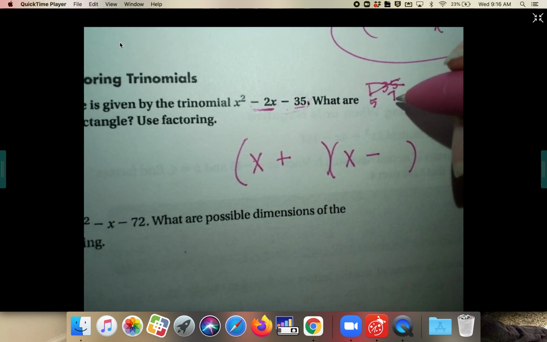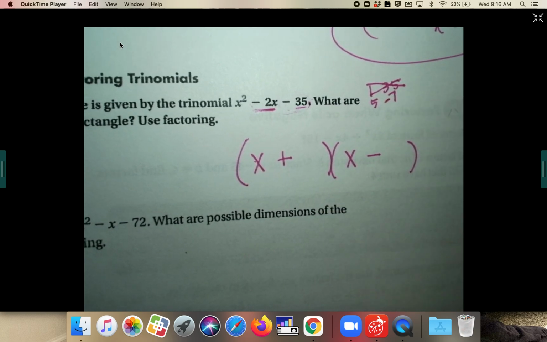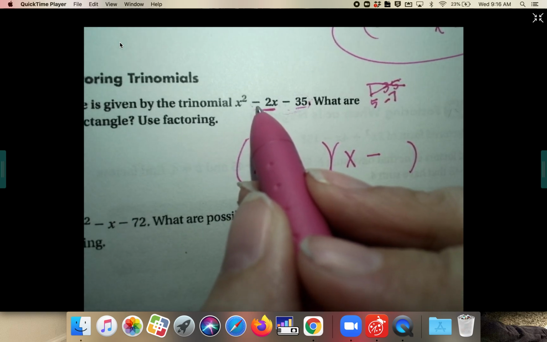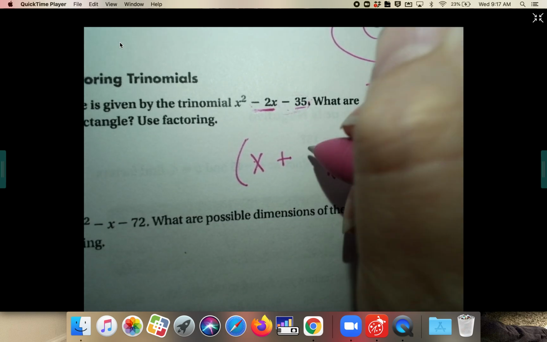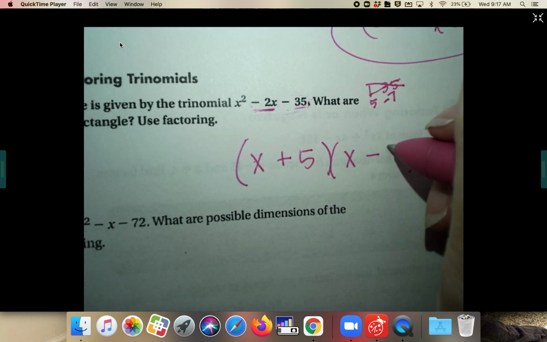So you should have put the negative in front of the 7 because negative 7 plus 5 is negative 2. Negative 7 times 5 is negative 35. All right, so my 5 is positive, my 7 is negative.